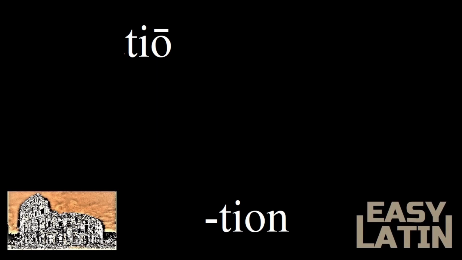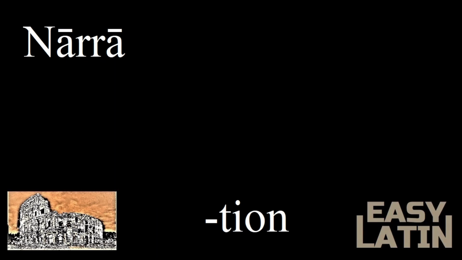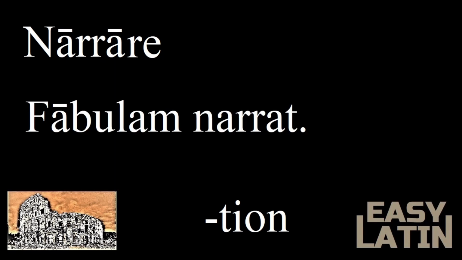Try to guess how to say narration. Narratio. And these words are 2 for 1 because we can make a verb by removing the tio, just like in English. How do you think we would say to narrate? Narrare. So how would we say he narrates a fable? Fabulam narrat.